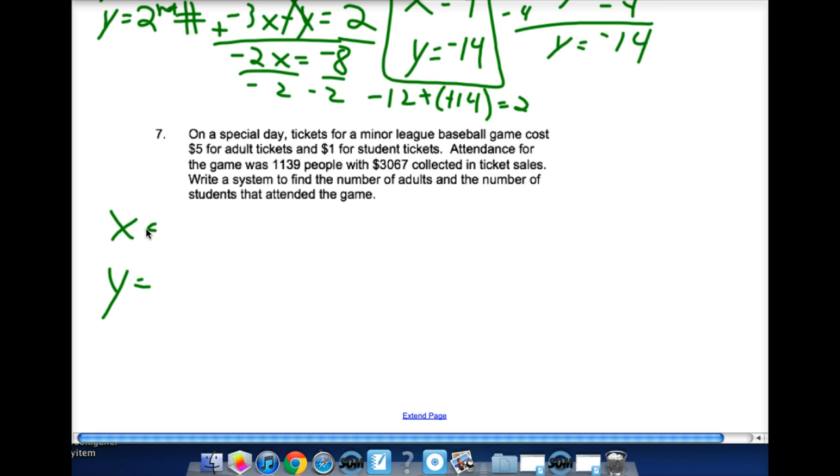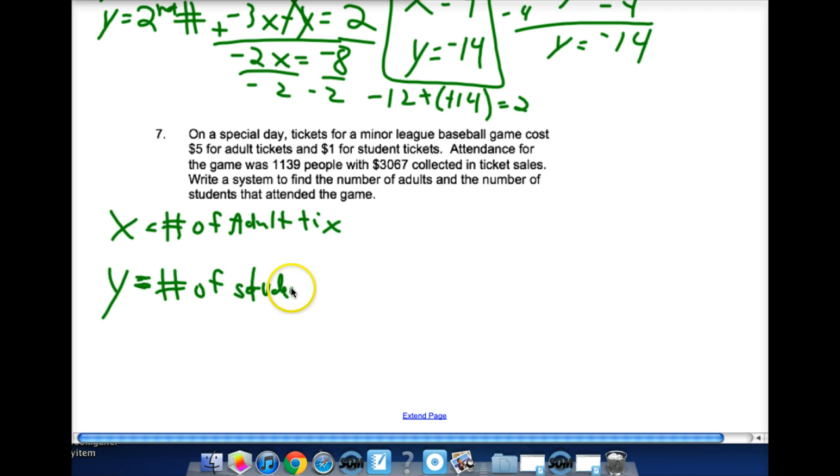Can anybody tell me what X and Y stand for in this problem? Let's define your variables. X equals adult and Y student. More specifically, X equals the number of adult tickets sold. Or if you wrote sold, that would be a good way to do it too. And what's Y? Number of student tickets.